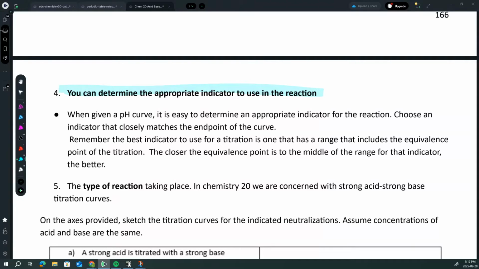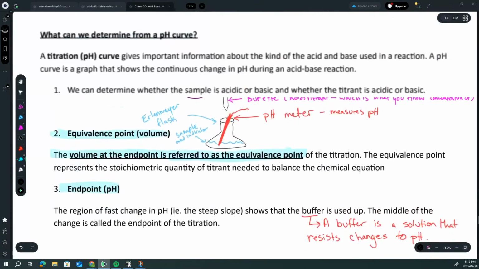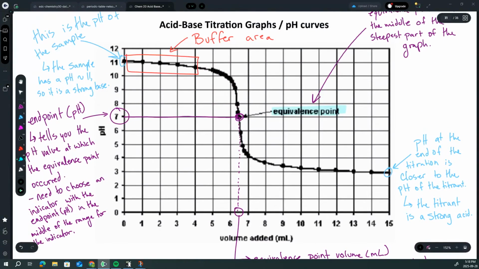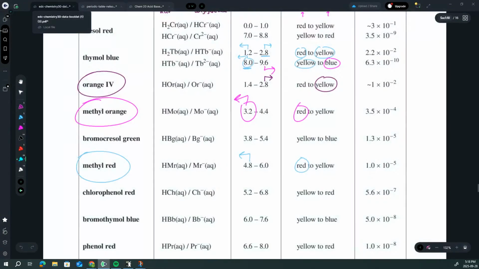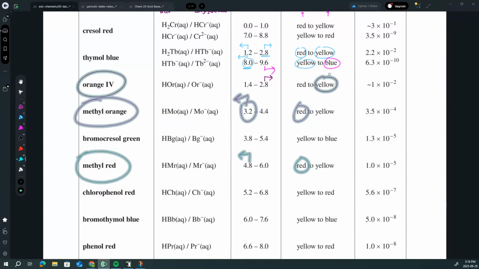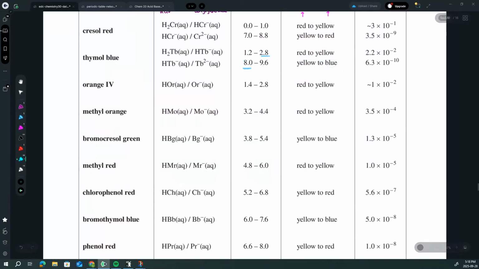Remember that the best indicator to use for a titration is one that has the range that includes the equivalence point of the titration. The closer the equivalence point is to the middle of the range for that indicator, the better. Okay, so for here, since the endpoint occurs at a pH of 7, let's just see if we can find an indicator that would work for this.